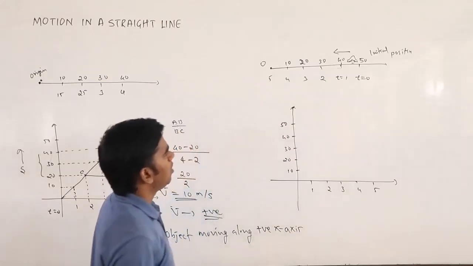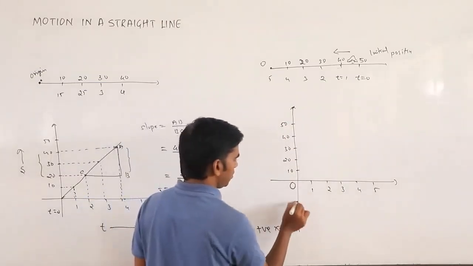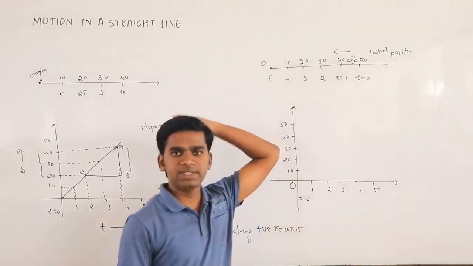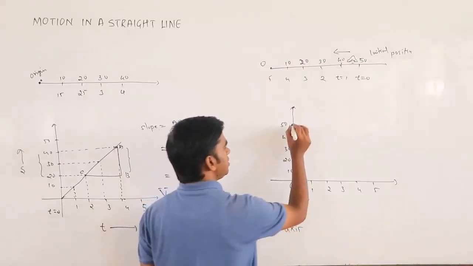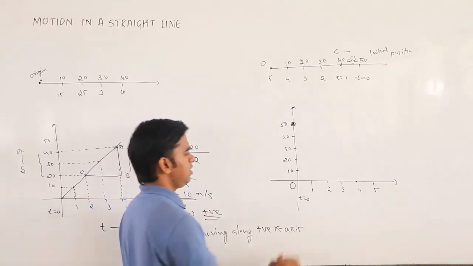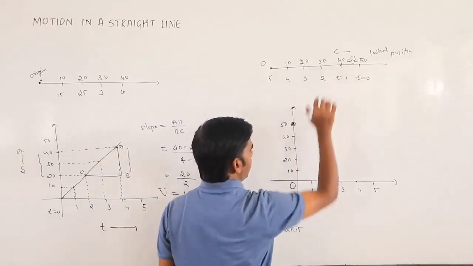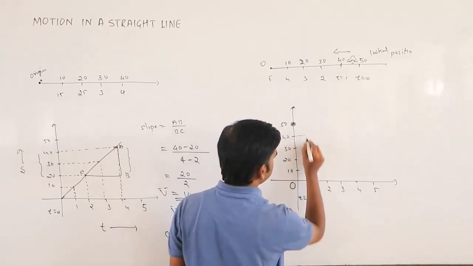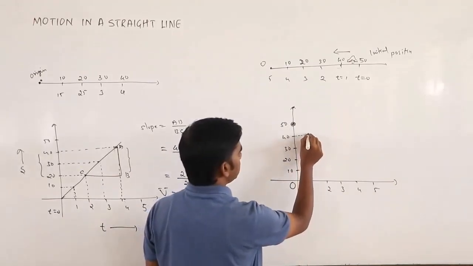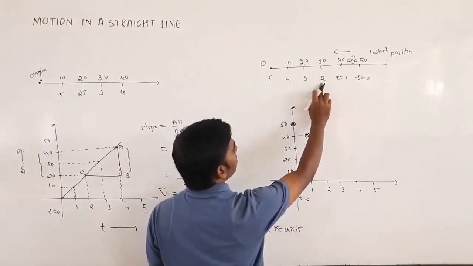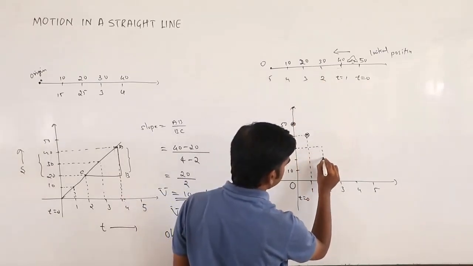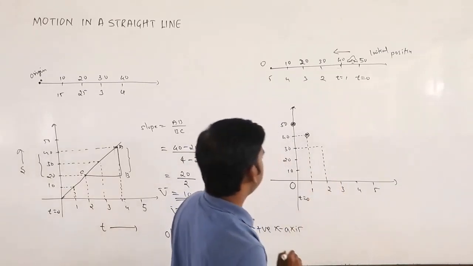Okay, so now when t equals 0, this is the origin. When t equals 0, the object is already at 50 meter distance. This is your initial position. When t equals 1 second, the object comes to 40, somewhere here. Then at t equals 2 seconds, it comes to 30. Okay.